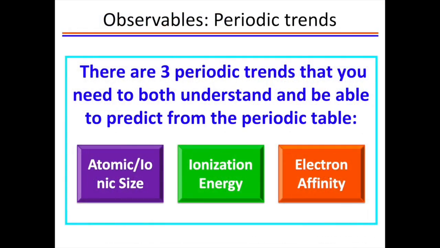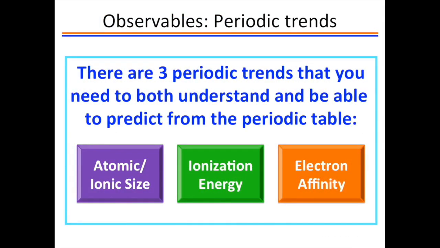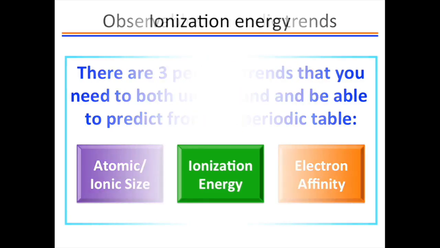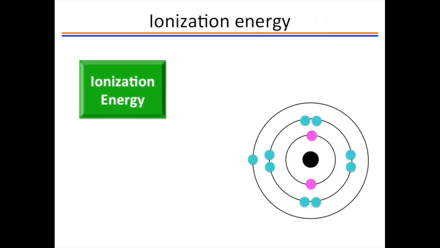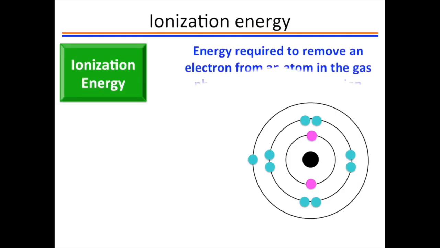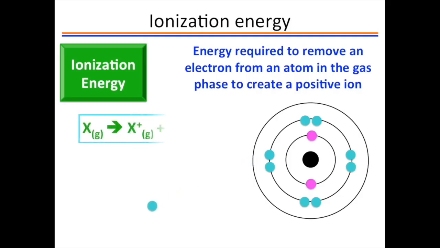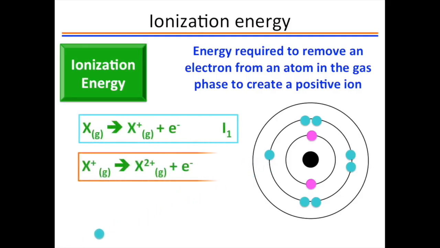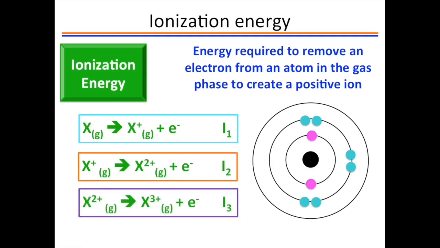We continue our study of periodic trends. There are two we haven't looked at yet. Let's turn our attention to ionization energy. Ionization energy is the energy it takes to remove an electron from an atom. We can talk about the first ionization energy, the second ionization energy, and even the third ionization energy.